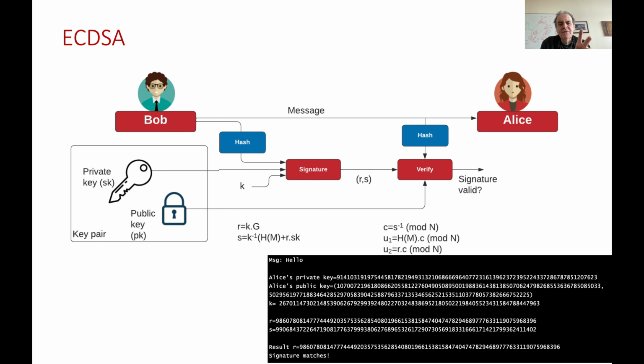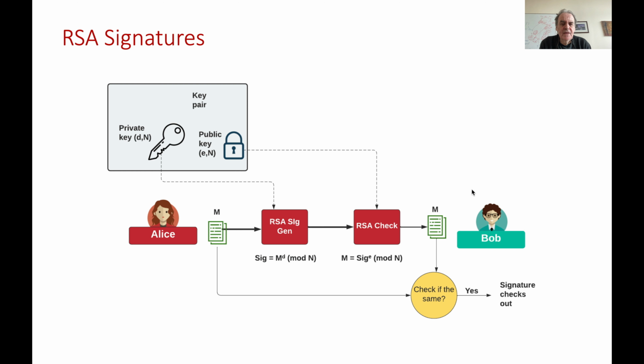So this is the mechanism for ECDSA. I won't go into the detail there, but basically we create a random nonce value k for every signature. We take the private key and we take a hash of the message and we create values of R and S. Then Alice takes a hash also, takes Bob's public key and R and S, and is able to prove the signature or not.